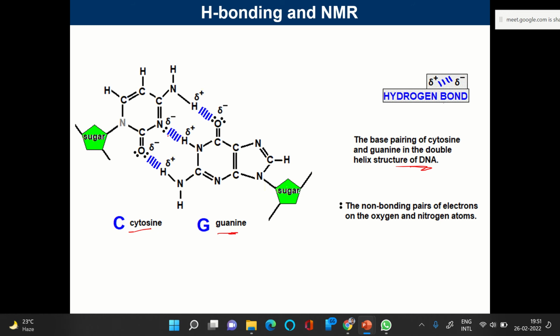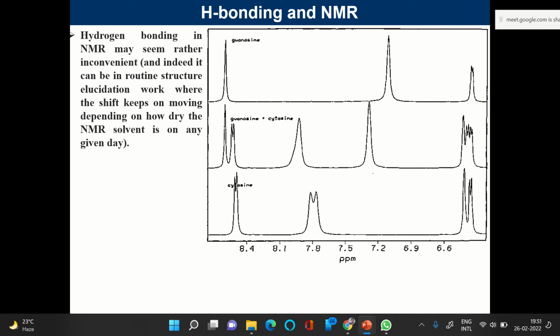And these blue colored lines indicate the hydrogen bonding interaction. If you look at the NMR spectrum of the individual parts, guanine and cytosine, and then you mix them together, you see a very important pattern emerge. This is guanosine, isolated, separately. Pure guanosine has this kind of spectrum. Then you can think of pure cytosine, and this is its spectrum.